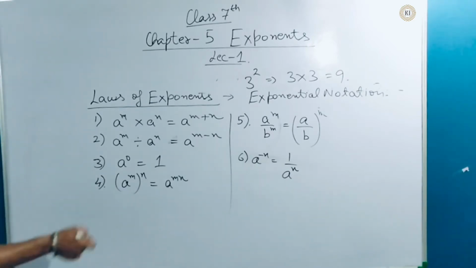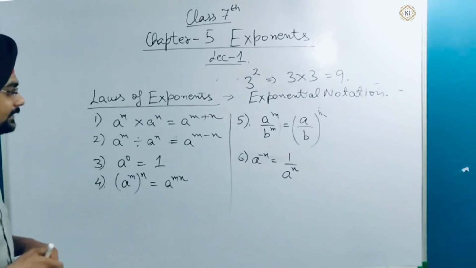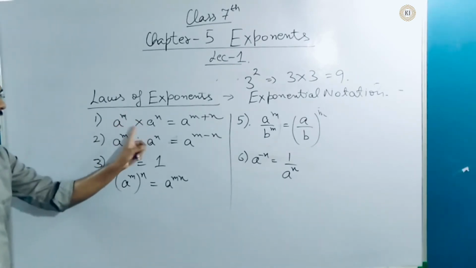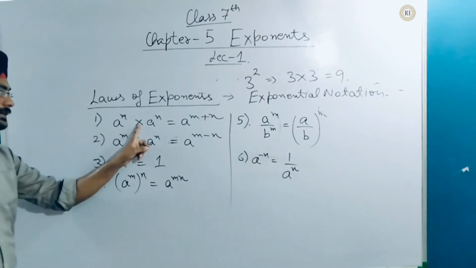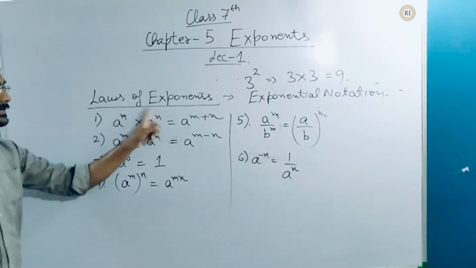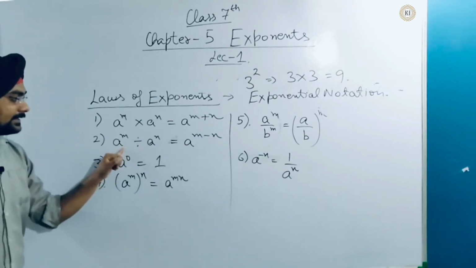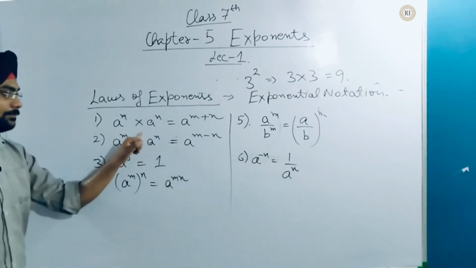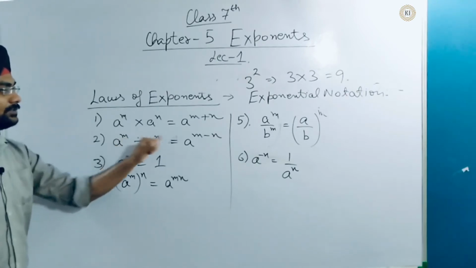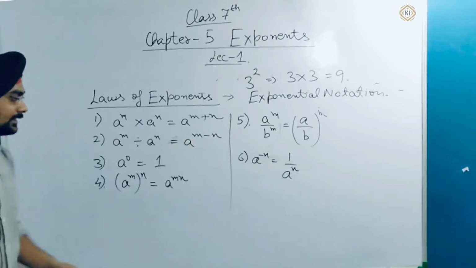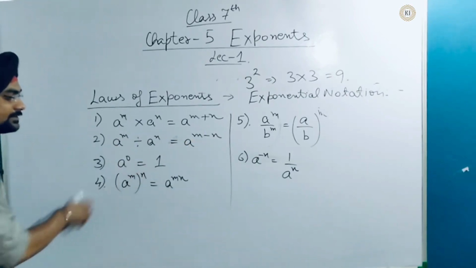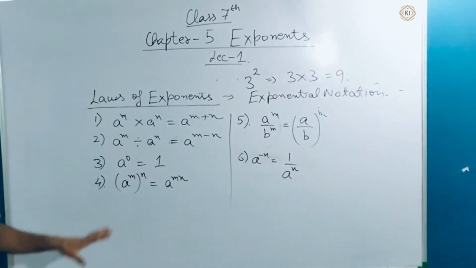So first rule says that a to the power m multiply a to the power n. It means that if the bases are same, case is of multiplication, so powers are added, that is m plus n. If bases are same, case of division, so powers are subtracted, that is a to the power m minus n. Anything raised to the power 0 will be equal to 1.